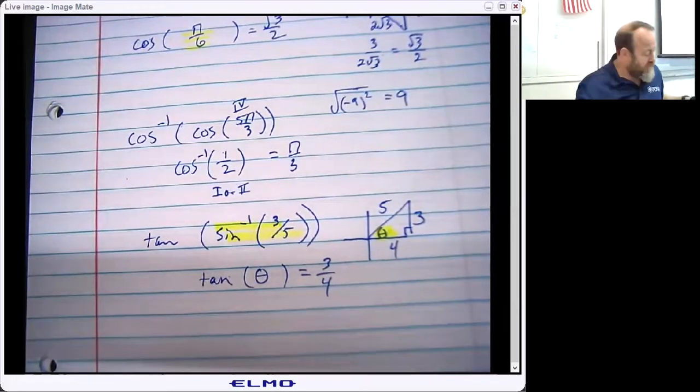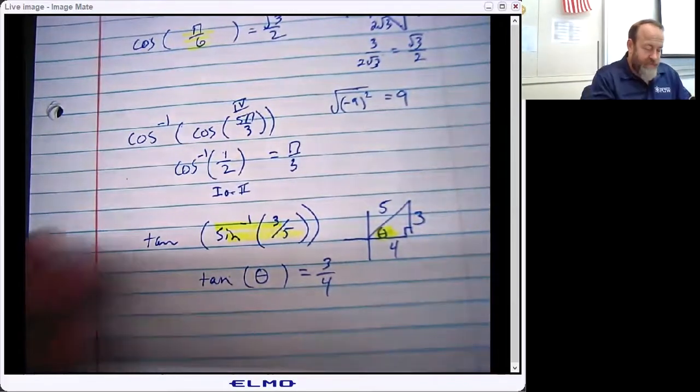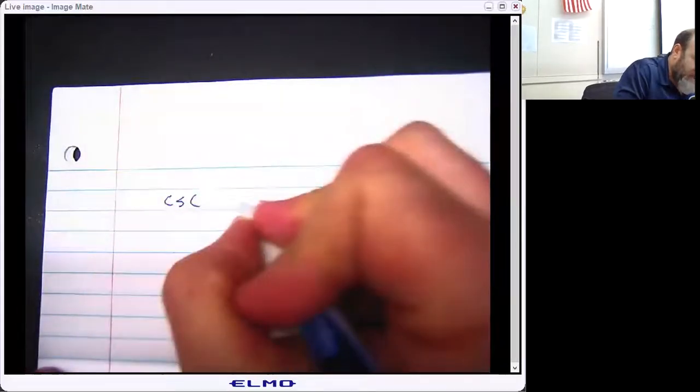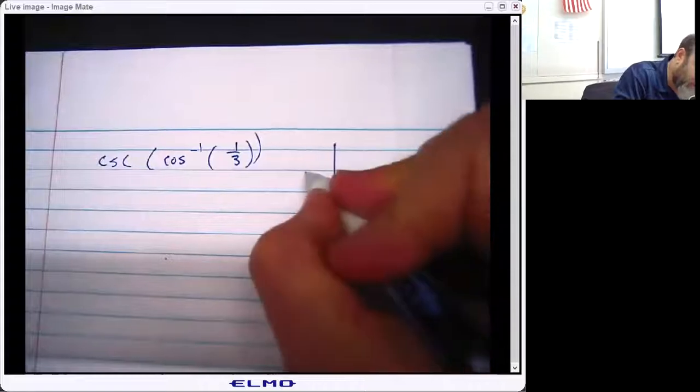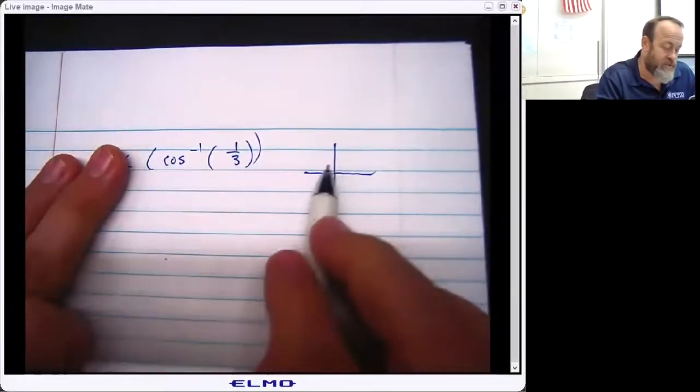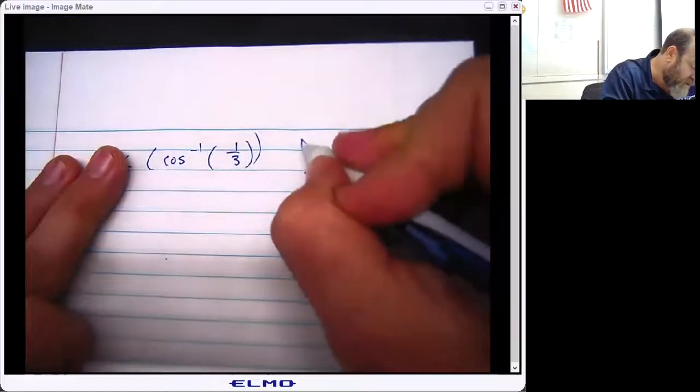So I'll go ahead and do maybe one more problem like that to mix it up a little bit. How about if we were looking at the cosecant of the cosine inverse of 1/3? Now, that I think would be a little bit harder problem, because I know that the cosine inverse is defined in 1 or 2 in terms of its range, as it turns out.